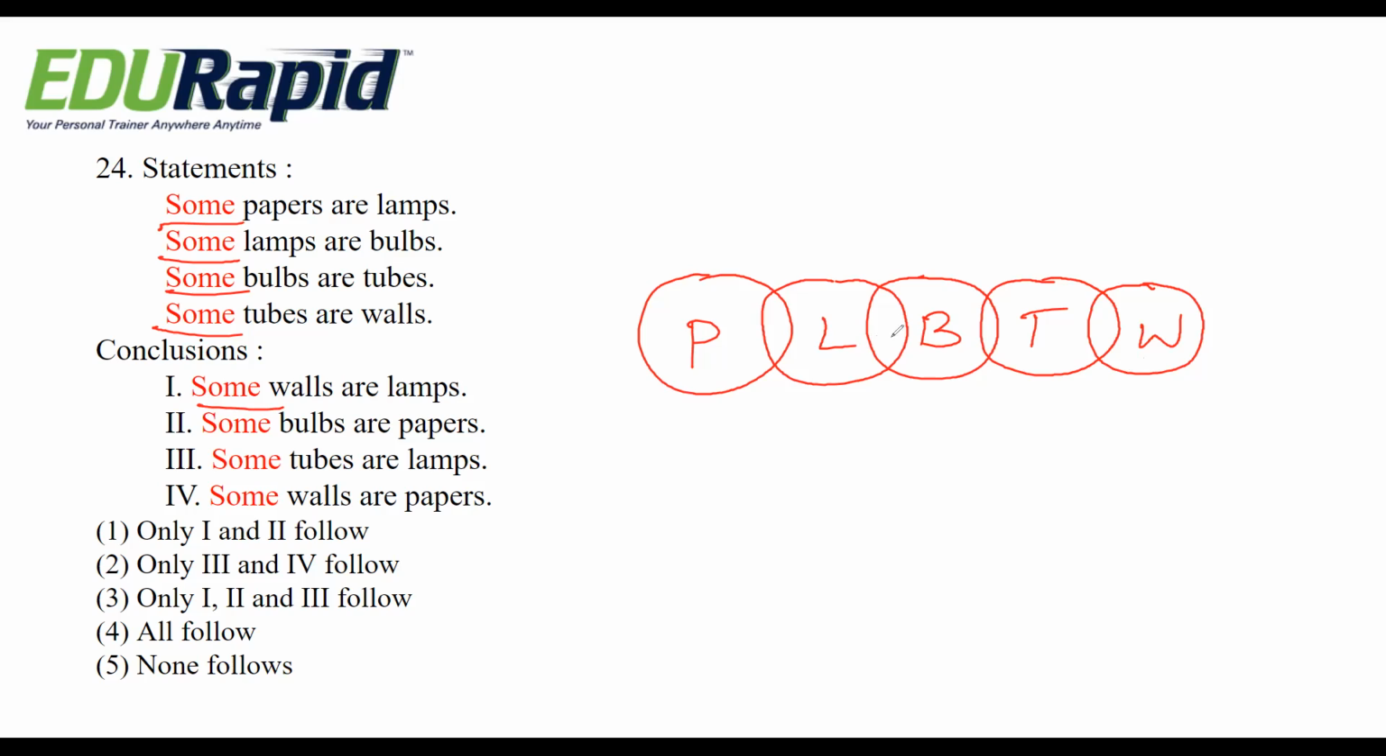Some walls are lamps. Does not follow because circle W and L do not connect to each other. Some bulbs are papers. It also does not follow because circle B and P do not connect to each other. Some tubes are lamps. Circle T and L do not connect to each other. It also does not follow. Some walls are papers. Circle W and P also do not connect to each other. So we can say that none follows. All the conclusions given are wrong. So the right answer is none follows, option 5.